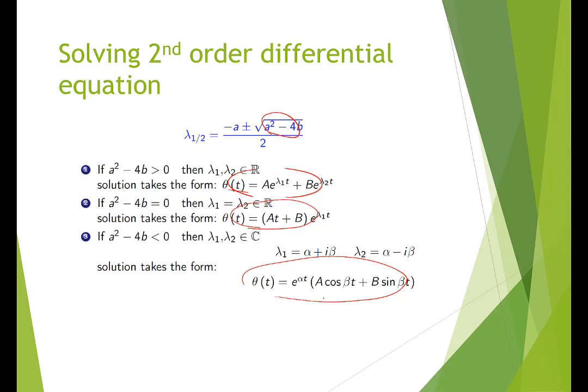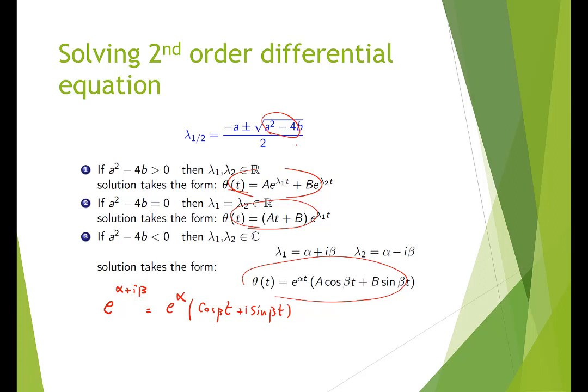If you don't remember why cosine and sine appear, if you remember this equation, we have a complex exponential number equal to e to the power of alpha times cosine of beta t plus sine of beta t. So we have to expand the exponential term and we get this final solution. So for a second order differential equation, we have three possible solutions based on the parameters in the equation.